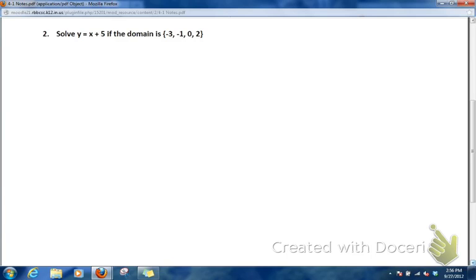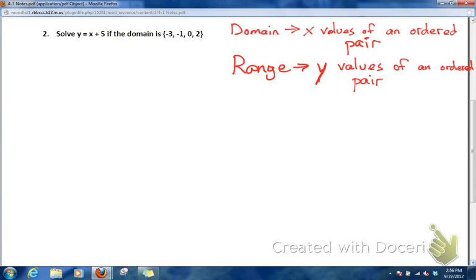Now, one thing you need to remember about this: domain refers to the x values of an ordered pair. So the domain is the x values of an ordered pair. And just so all of our vocabulary is the same, the range is the y values of an ordered pair.